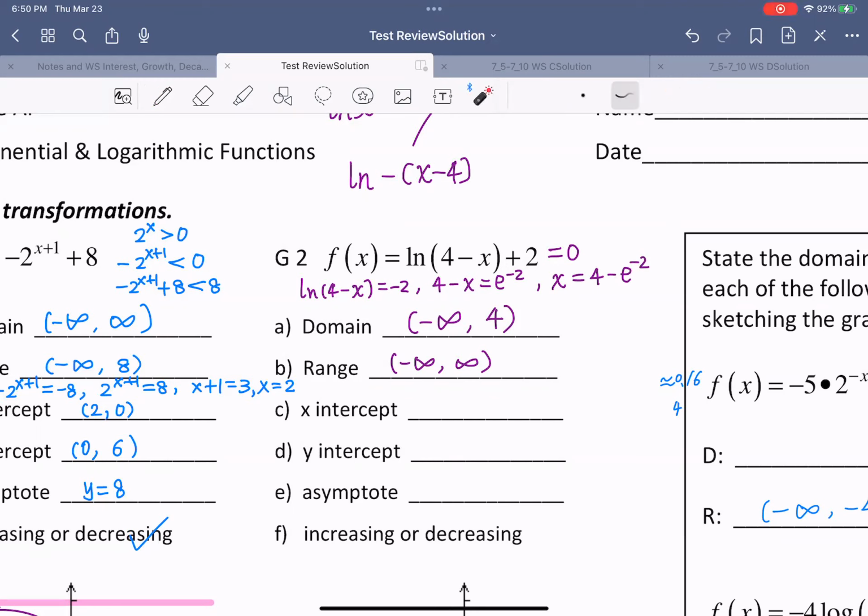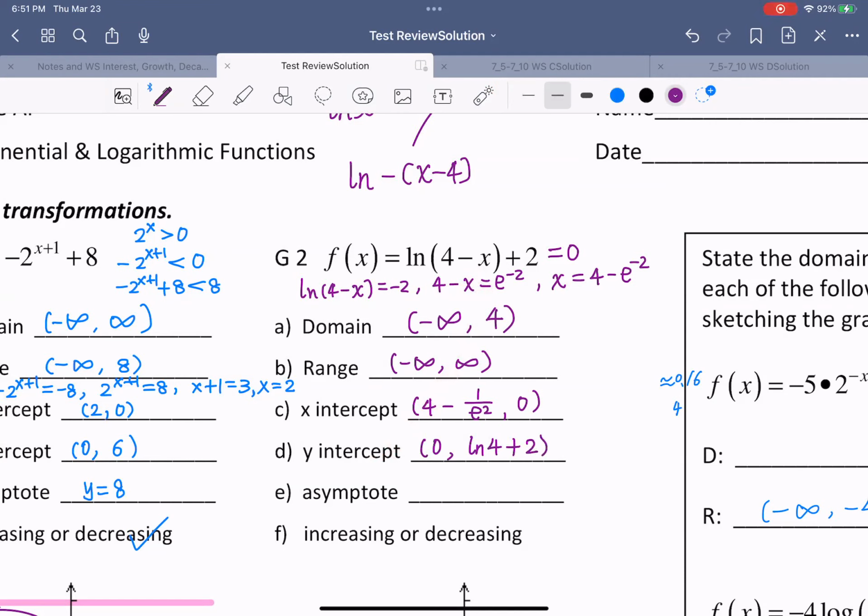Make sense? You move x to this side, you move this to the other side, so that's 4 minus this. Who is this? This is 1 over e squared. So this is 4 minus 1 over e squared, comma, 0. Make sense? And then y-intercept. You make your x as 0, so your y is 0, comma, ln of 4 plus 2.